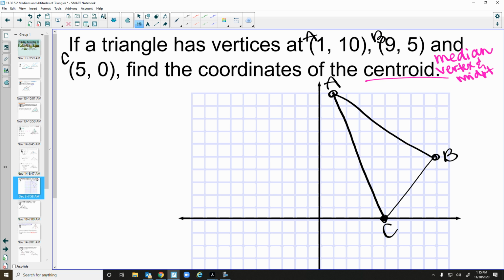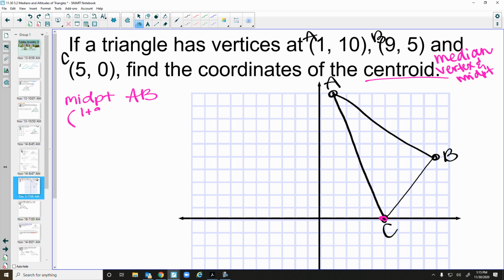Going from, say that again? Okay, so the vertex of C to the midpoint of AB. So let's just test it, because midpoint's fast, right? So we're finding the midpoint of AB.